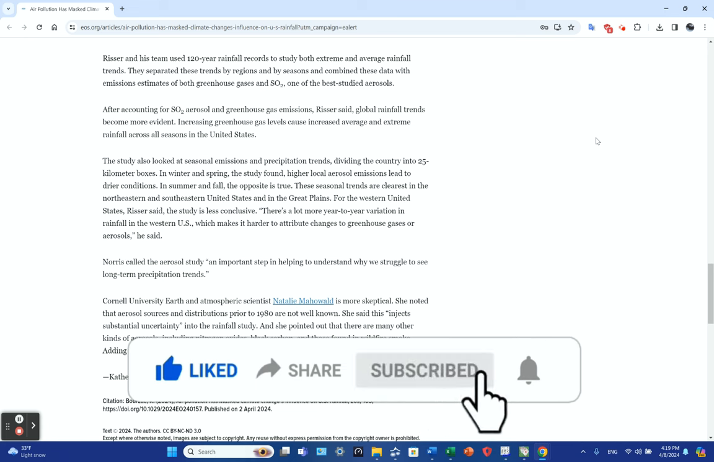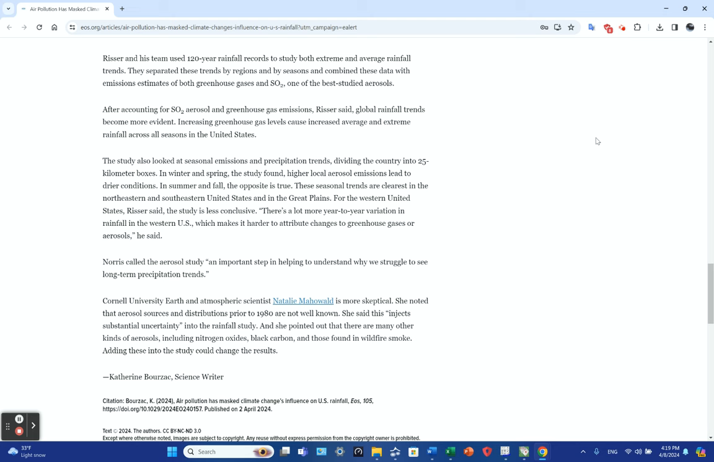So Risser and his team used 120-year rainfall records to study both extreme and average rainfall trends. They separated these trends by regions and seasons, and then combined these data with the emissions estimates of both greenhouse gases and SO2. After accounting for the SO2 aerosol and the greenhouse gas emissions, Risser said global rainfall trends become more evident. Increasing greenhouse gas levels cause increased average and extreme rainfall across all seasons in the U.S.